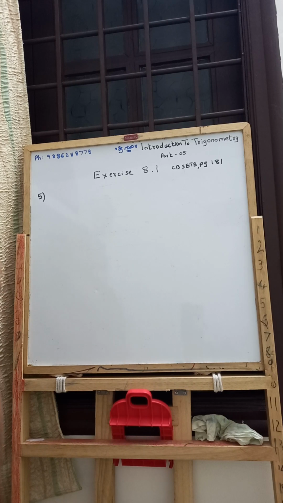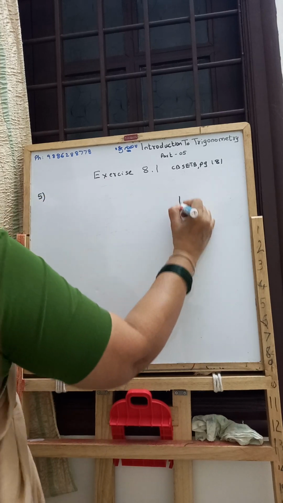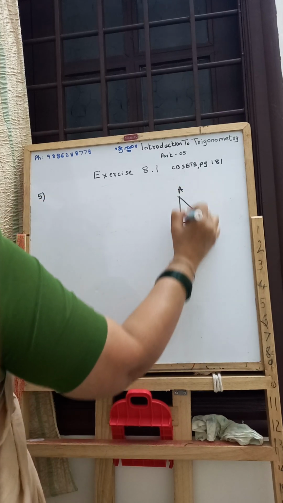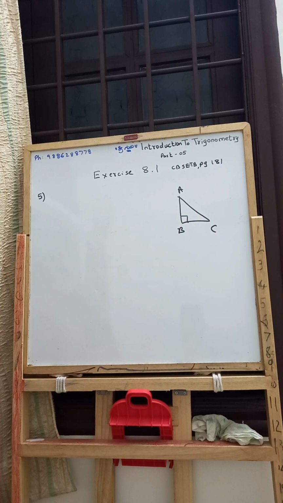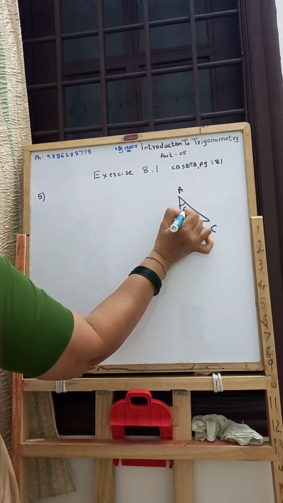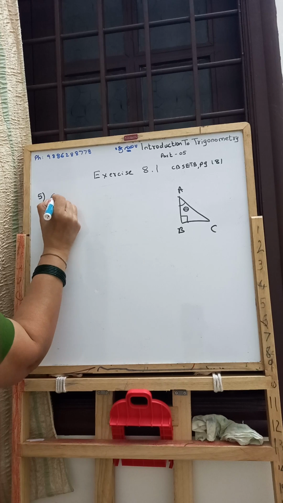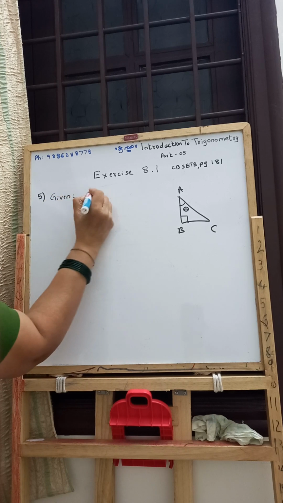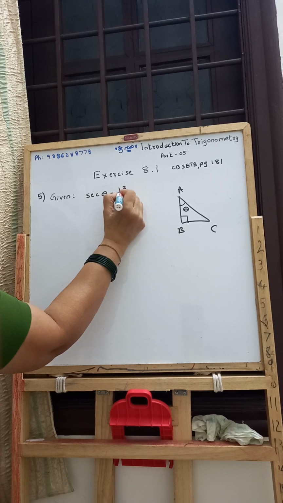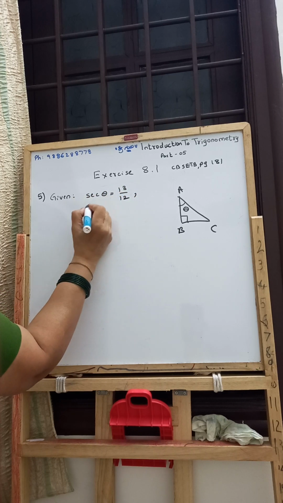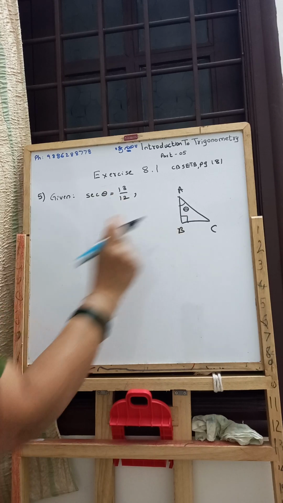Now the fifth one. In right triangle ABC, right angle at B, and if angle A is theta, given sec theta is equal to 13 upon 12. Find all the other trigonometric ratios.